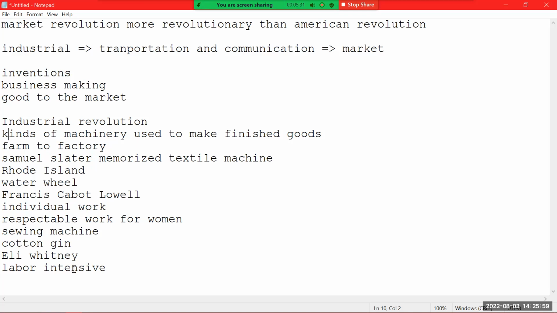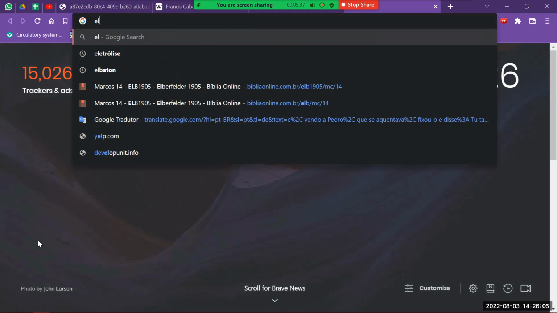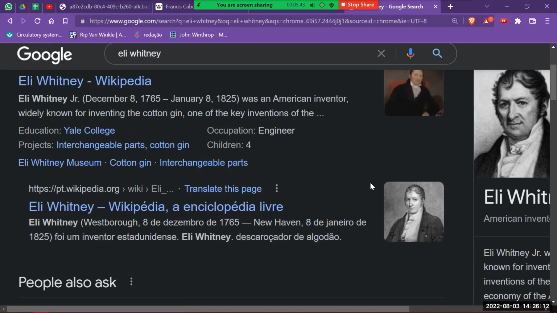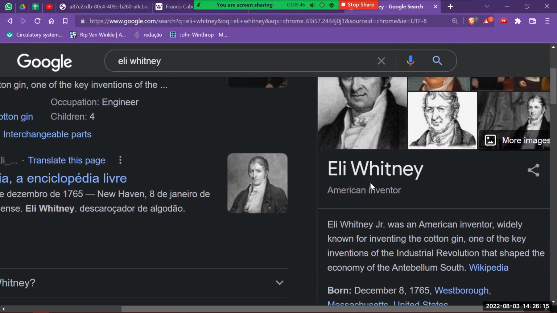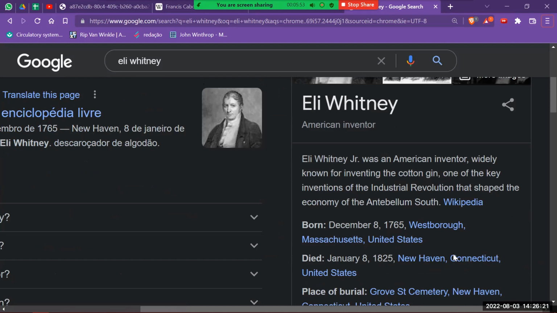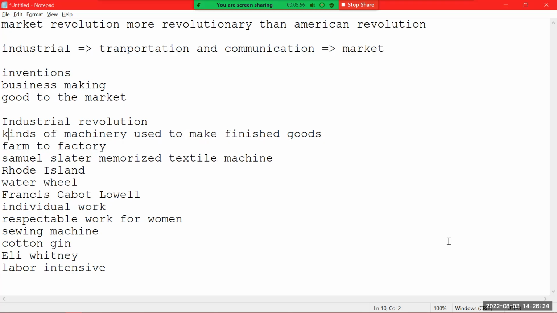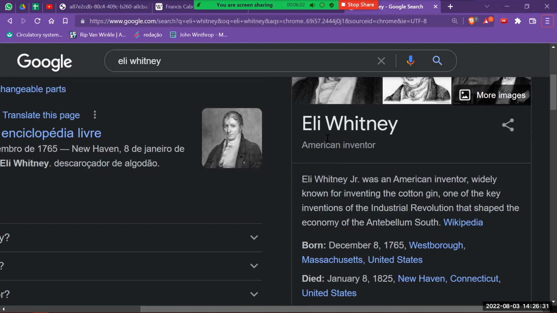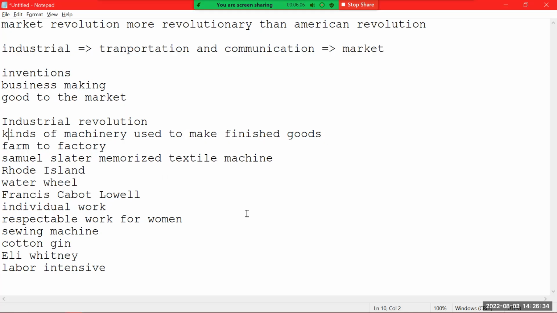And Eli Whitney, an American inventor. He was a good man because he made the cotton gin, but it was very bad, because at that time, the 1860s, slavery was like a dying trend. But when he made the cotton gin, slavery came back. And it was very bad.